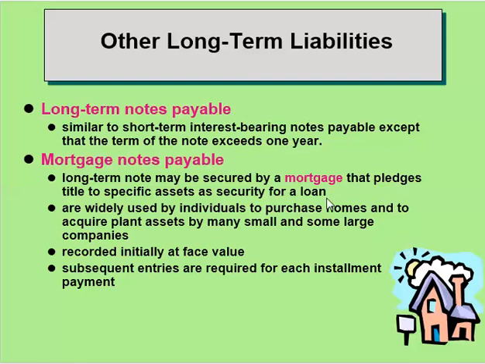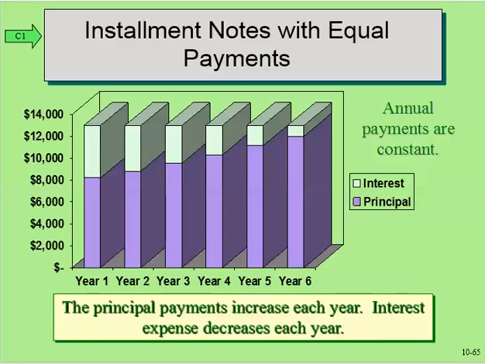So we tend to think personally of a mortgage as something you have on your house. Well, a house is a type of asset, and that loan is secured with that asset. So if you default on your loan, then the bank takes the house. Very similar for a business. And let's take a look at what those payments typically look like.